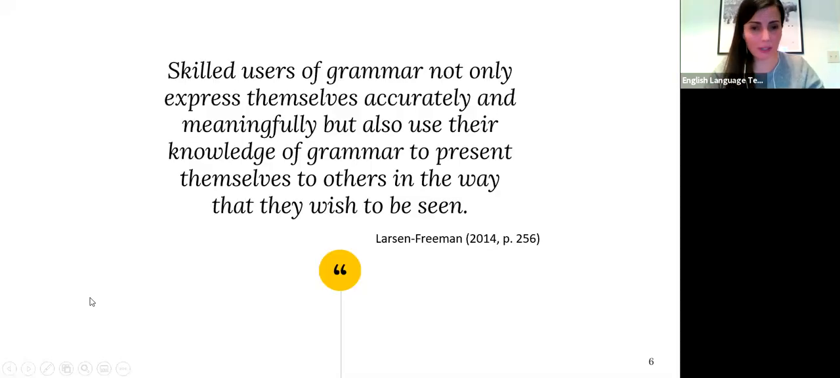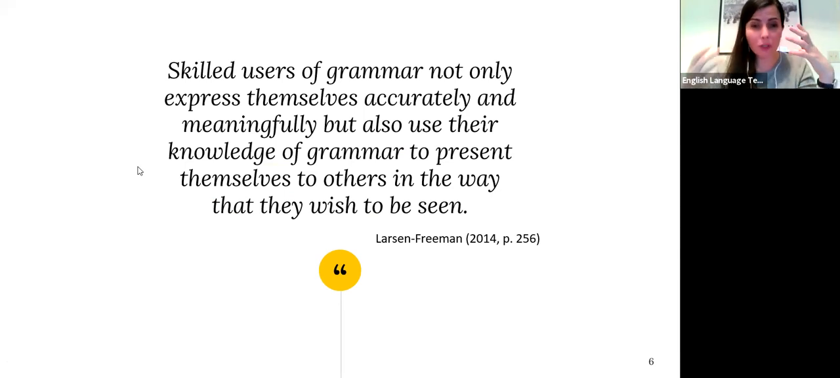So if you are a skilled user of grammar in your language or in another language, you're going to express yourself accurately and meaningfully, right? But you're also going to use your knowledge of grammar to present yourself to others in the way that they wish to be seen. And I think this is something very important that we often do not touch when we're teaching grammar.